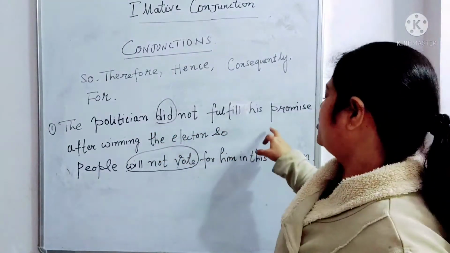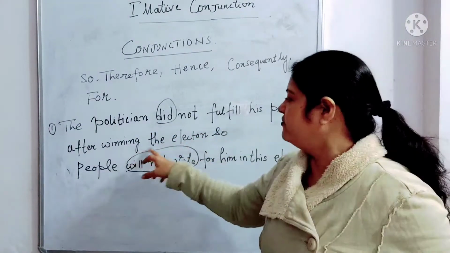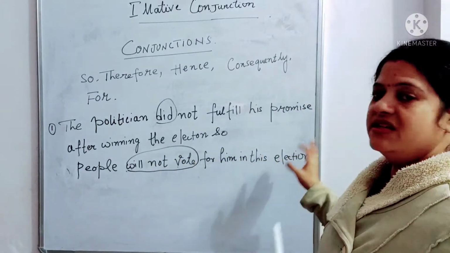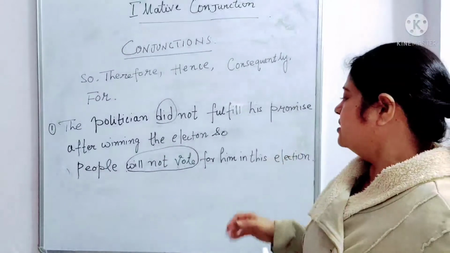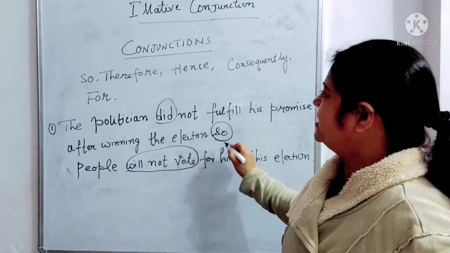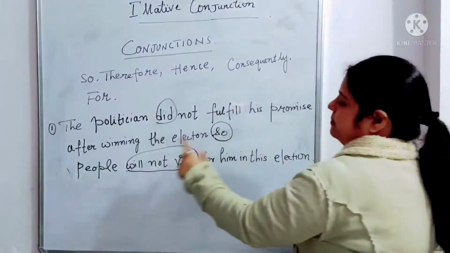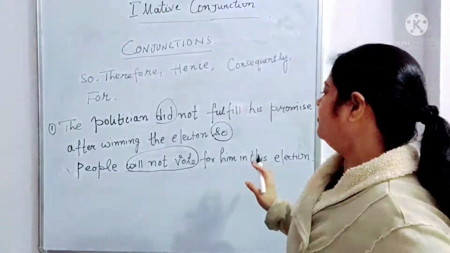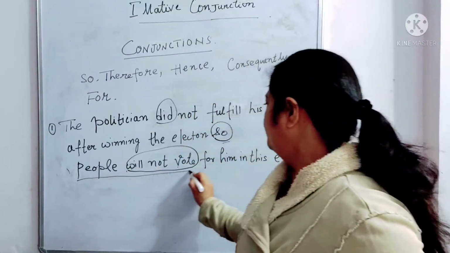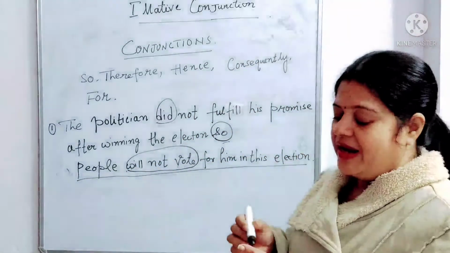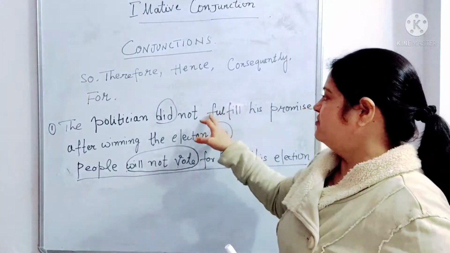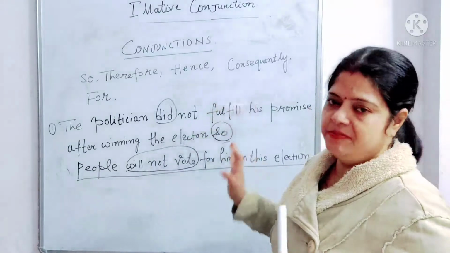The politician did not fulfill his promise after winning the election, so people will not vote for him in this election. Okay, it is clear. Now, since we have added this coordinating conjunction "so" before the beginning of the second sentence, this part of the sentence, "so people will not vote for him in this election," will be called the coordinating clause. And this one will be called the principal clause.